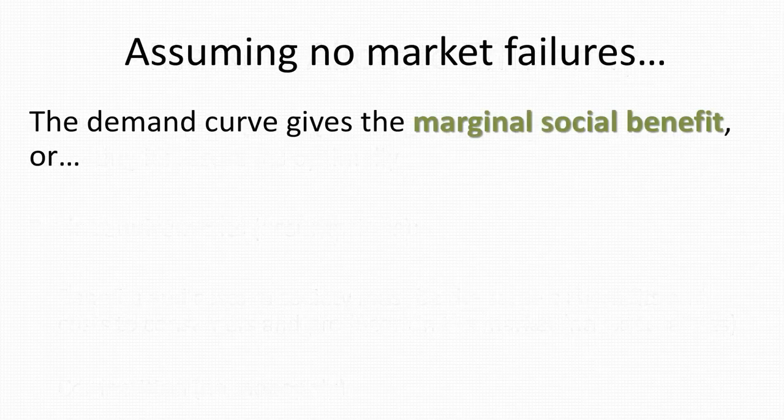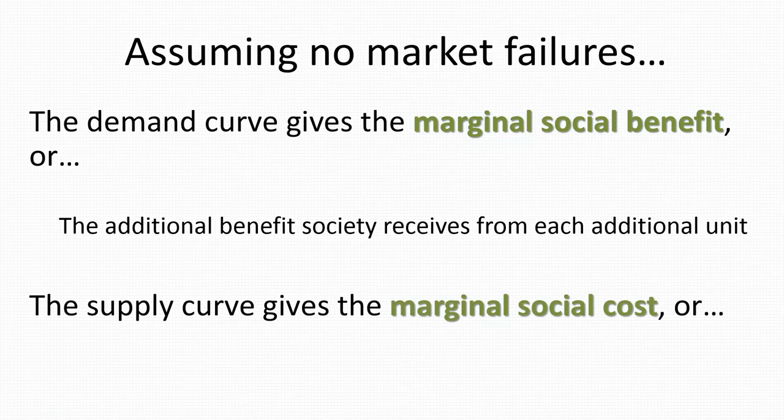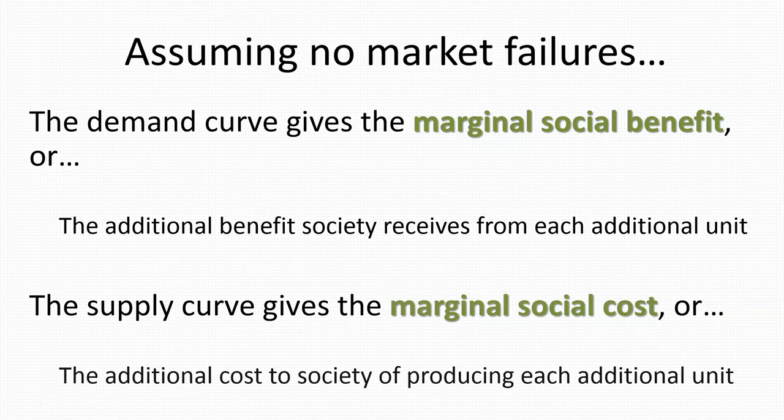So assuming there aren't any of these market failures, then the argument we're going to be making is that the demand curve in a market reflects the marginal social benefits. That is the additional benefit to society from each additional unit of whatever it is we're talking about for whatever market it is that we're talking about. The supply curve then, on the other hand, is going to reflect the marginal social cost. That is the additional cost to society of producing each additional unit of whatever it is we're talking about.